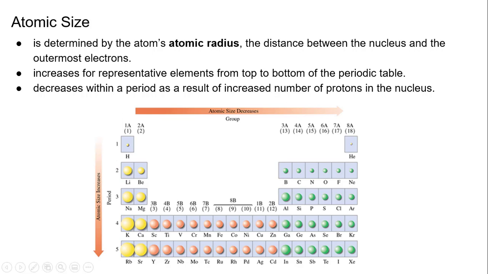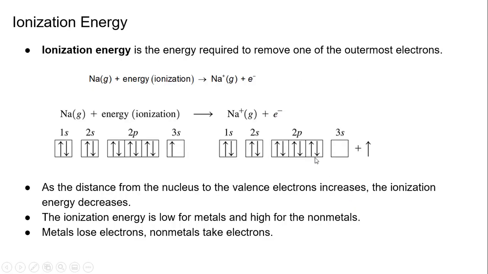So as you see here, the atomic size increases going down because the pull is not as strong, and it decreases going across a period because the pull is very strong. So now we're coming to ionization energy. Ionization energy is exactly what it says in the title, ions. We're dealing with ions now.